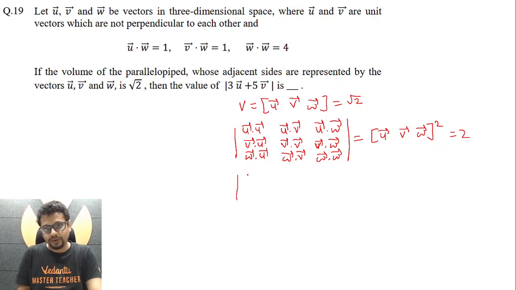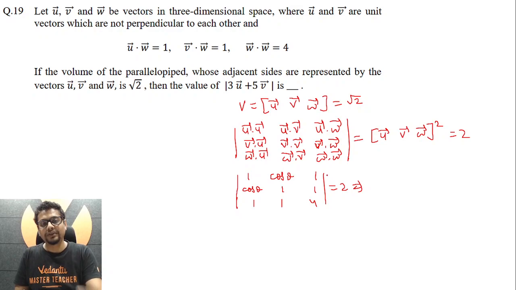Now U vector dot U vector is supposed to be 1 because it is a unit vector. U vector dot V vector, since both are unit vectors and let's say angle between them is theta, becomes cos theta. U vector dot W vector is known to us as 1. V vector dot U vector, again cos theta. This becomes 1 because V vector is a unit vector. V vector dot W vector is given as 1. W vector dot U vector again is given as 1. This is 1. And W vector dot W vector essentially is 4. So this turns out to be 2.